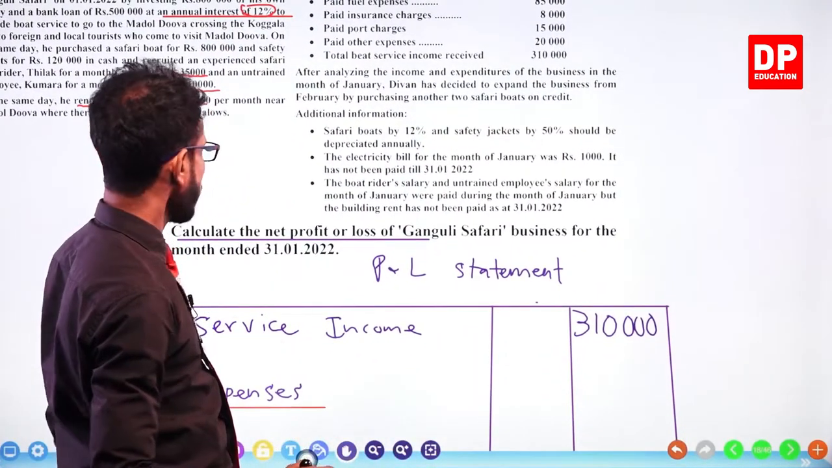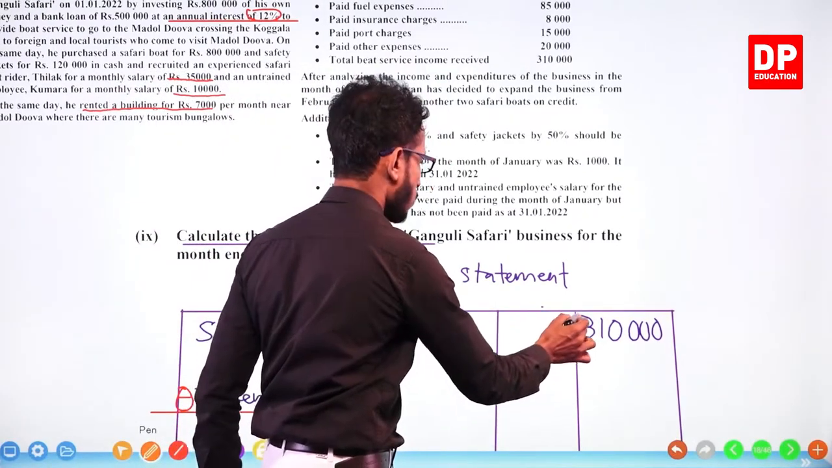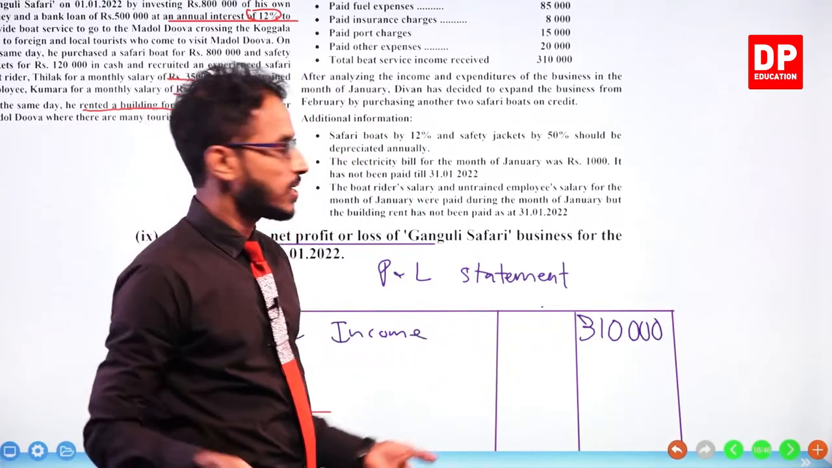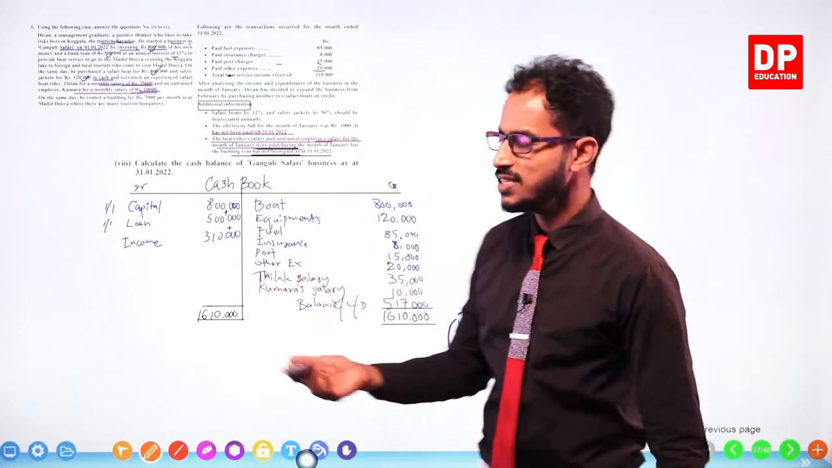Service income, 310,000. I'll tell you an easy way to do this. Go to the cash book. Now we have already prepared the cash book. We know the expenses paid. Take the expenses paid from the cash book. Easy.